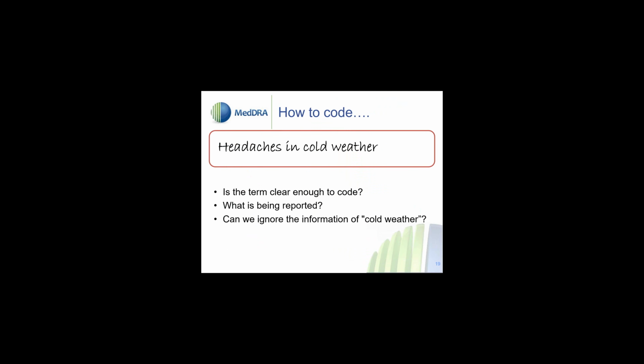So we will now address several examples that relate to neurological disorders. Here it is reported that a patient suffers headaches in cold weather. So is this verbatim now clear enough and unambiguous? And what is the basic medical concept that is reported here? Is it important to capture the cold weather as well, or can we ignore this information when coding?